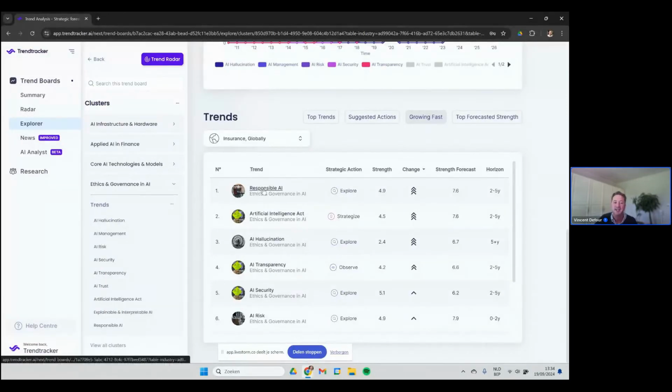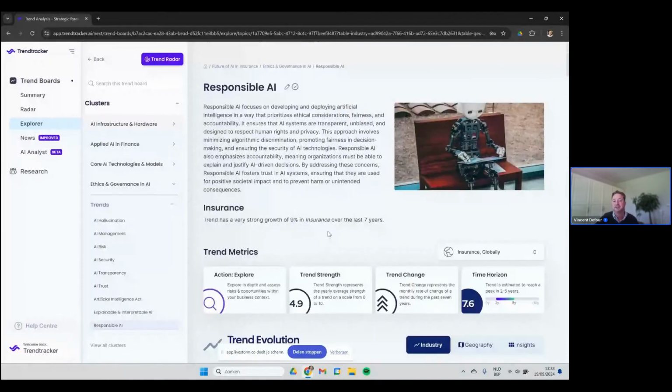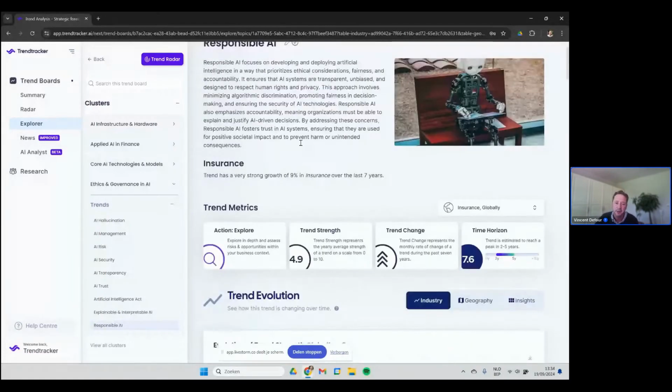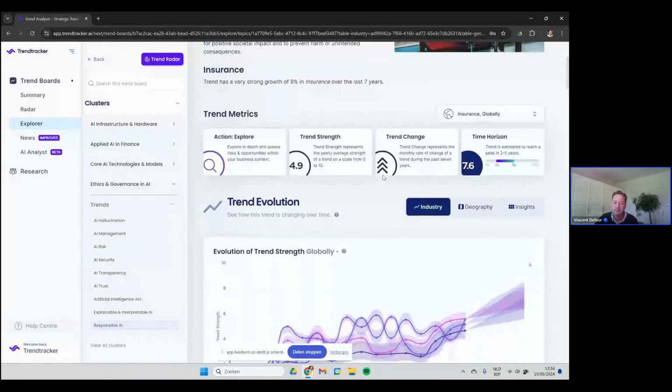What does responsible AI mean for insurance? So again, I'm the analyst. What it gives me is objective data-driven trend scoring, which basically tells me, okay, responsible AI today, on a scale from 0 to 10, is a 4.9, meaning it's not really a high trending trend, but it's already a medium trending trend. But it's really growing fast, apparently, over the course of a couple of years. And the forecasting algorithm tells me that it will move from a 4.9 to a 7.6 in the next 0 to 2 years.